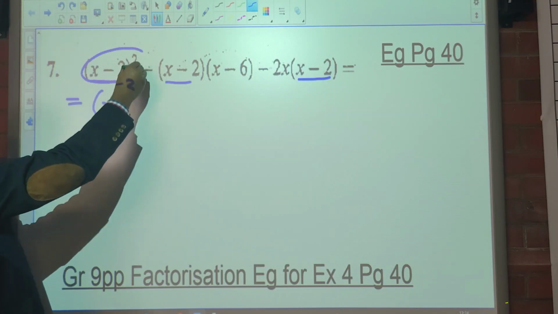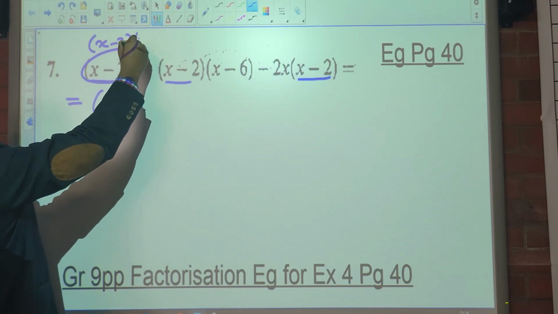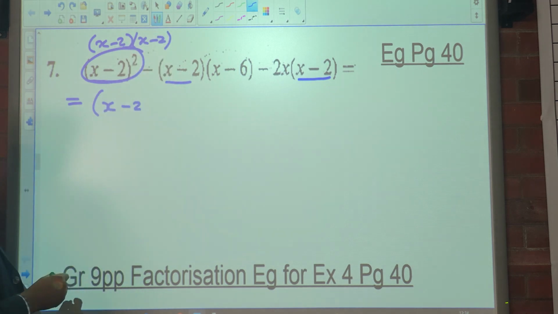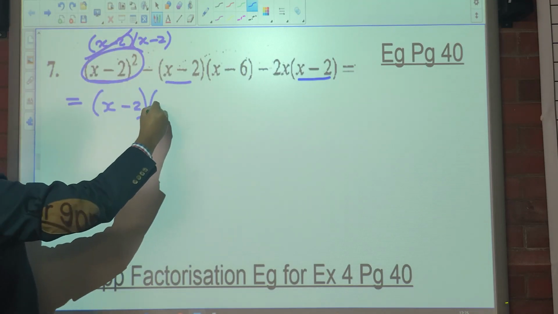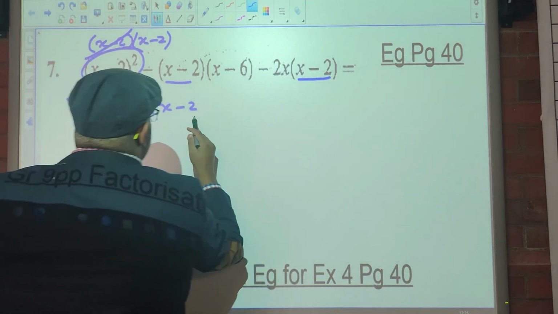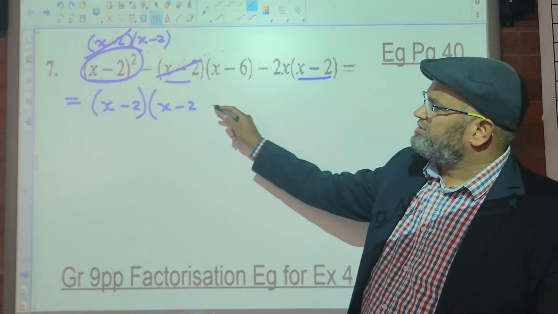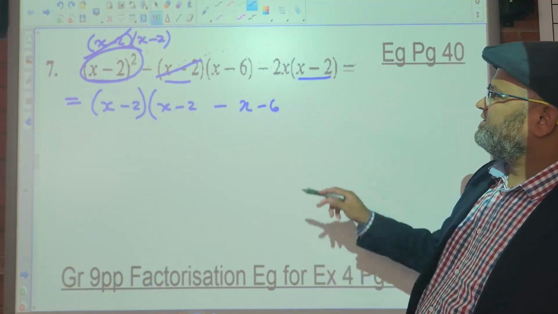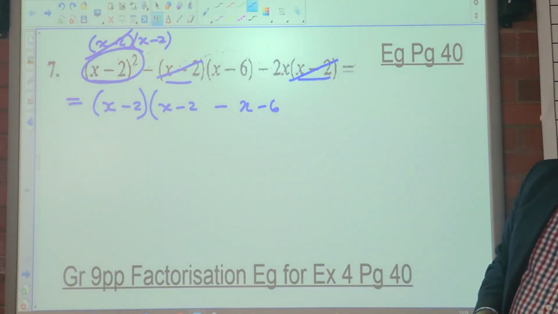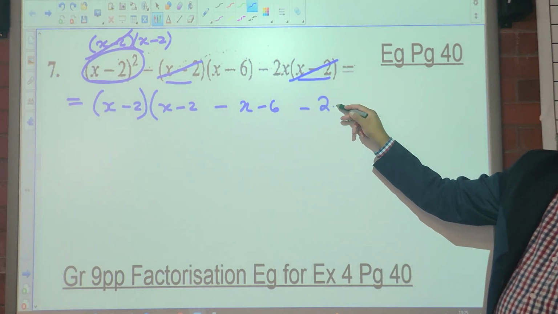Remember, what is this here? This is x minus 2 squared. So in other words, x minus 2 times x minus 2. So one of it is common, we only take one out. That means we're left with the other, x minus 2, on the first term. If I take x minus 2 out, what are we left with? Minus x minus 6. If I take this out, what am I left with? Minus 2x. You all agree with that?